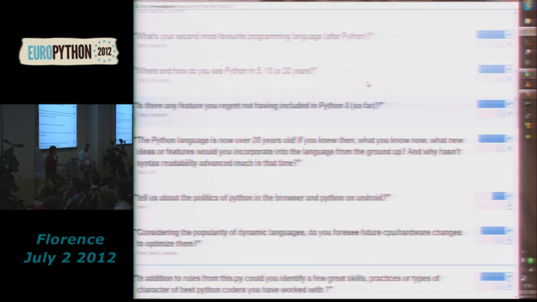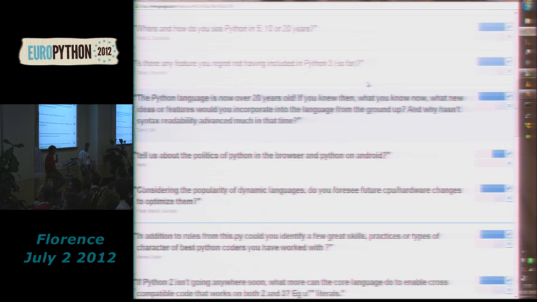The Python language is now over 20 years old. If you knew then what you know now, what new ideas or features would you incorporate into the language from the ground up? And why hasn't syntax readability advanced much in that time? Okay, next question, please. There is no more in this. It's only 2 questions this time in one. Yeah, but I don't understand the second half, and I don't like answering the first half.